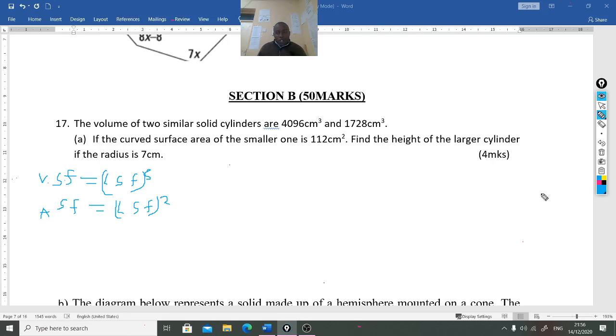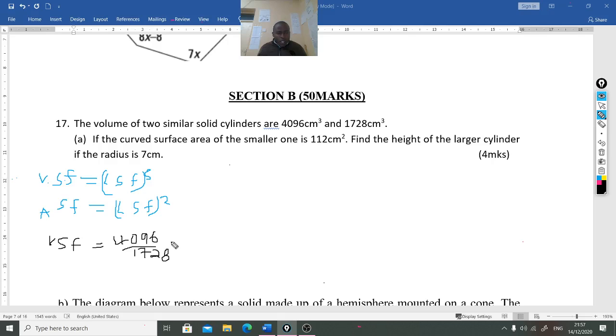So the first thing we want to do here is to find the volume scale factor. Volume scale factor equals the volume of the image, and mostly we take the bigger one to be the image. So the volume of the image, which is 4096, all over 1728.